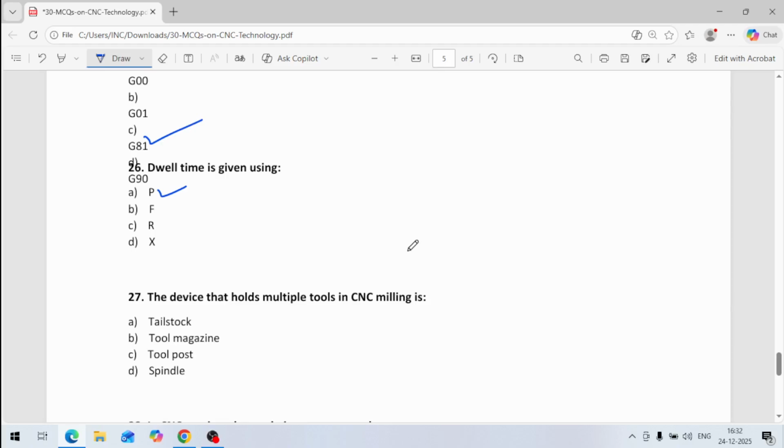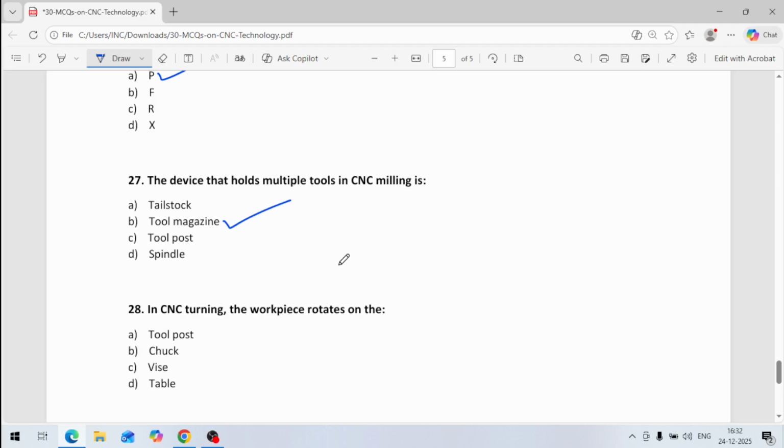Okay. So next is the device that holds multiple tools in CNC milling. Multiple tools are held either by tailstock, tool magazine, tool post, or spindle. So multiple tools are there in the tool magazine. It is for multiple tools. Tool magazine is the answer.